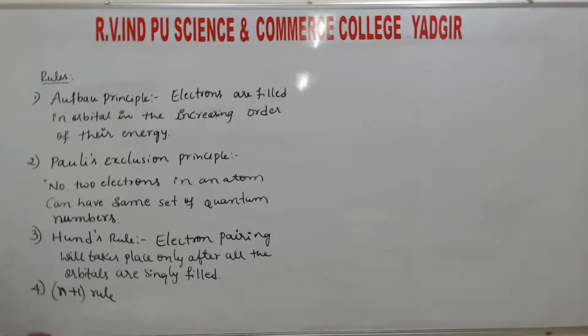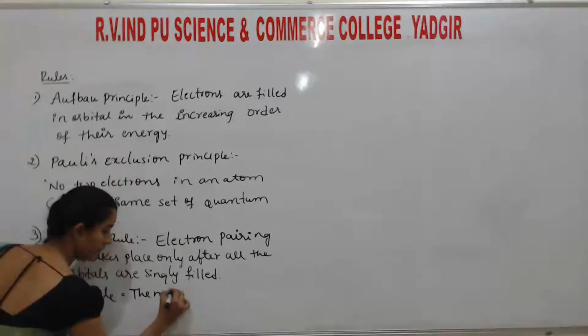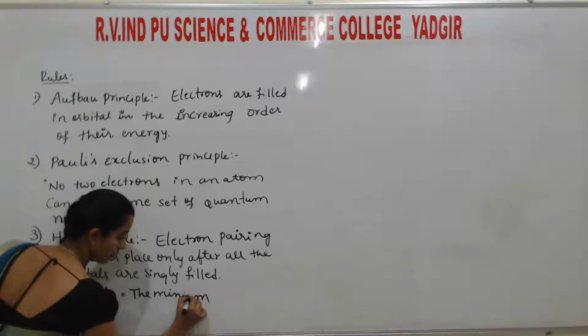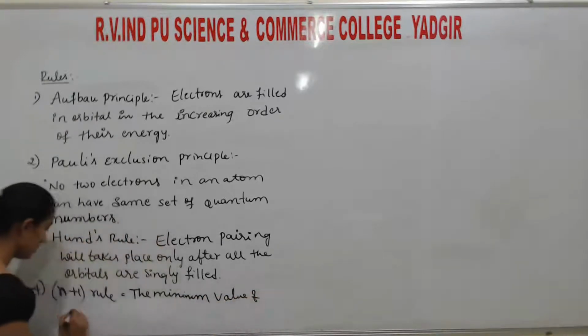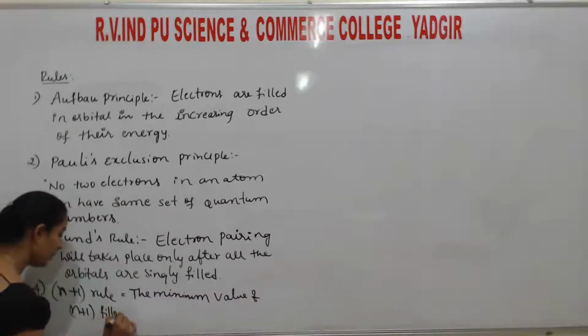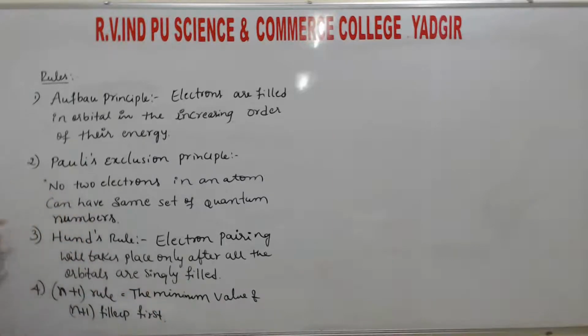The last one is the n plus l rule. In this n plus l rule, the minimum value of n plus l will come first. Okay, these are the four rules which define how the electrons filling takes place in the different orbitals and the different shells.